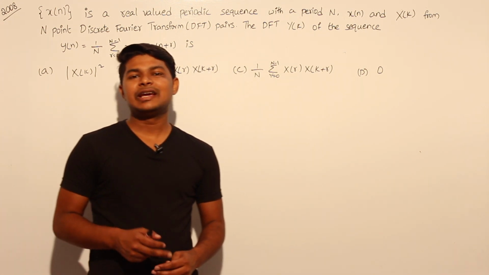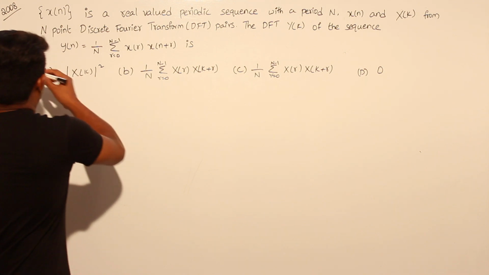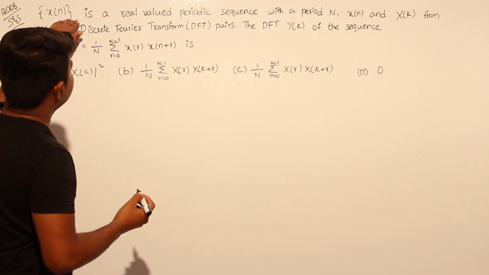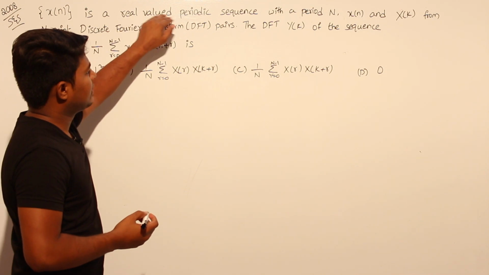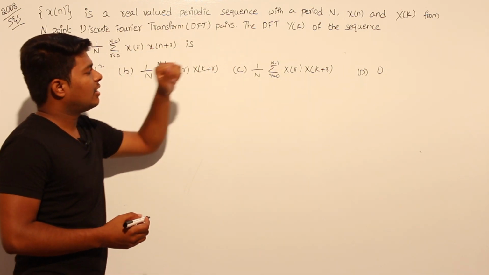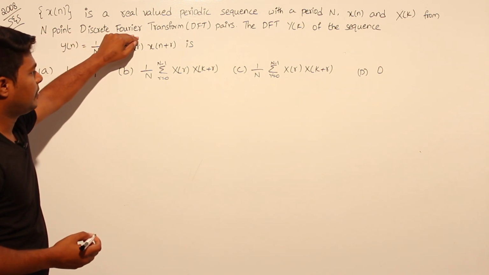This question is given in GATE 2008 in the subject Signals and Systems. 2008 S&S. X of n is a real valued periodic sequence with period N. X of n and X of k are N-point discrete Fourier transform pairs.